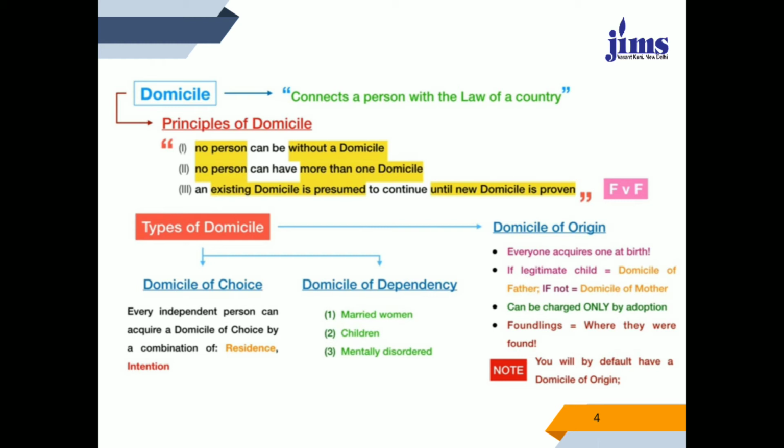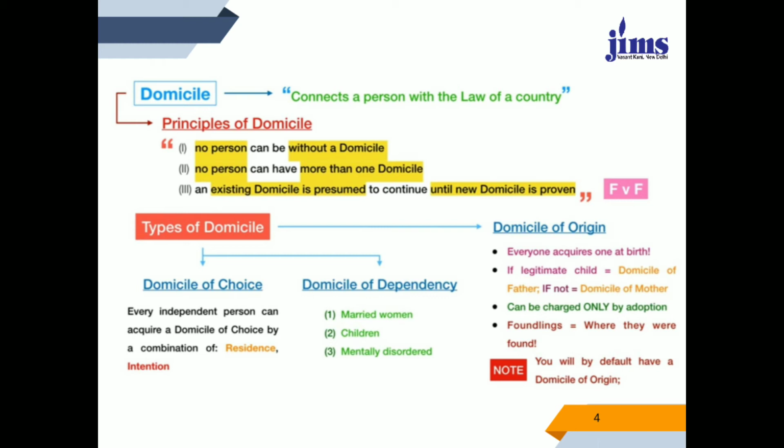Next we have the domicile of choice. Every independent person can acquire a domicile of choice by a combination of residence and intention. Here the intention must be proved. Until and unless the intention is proved, there will be no domicile of choice.